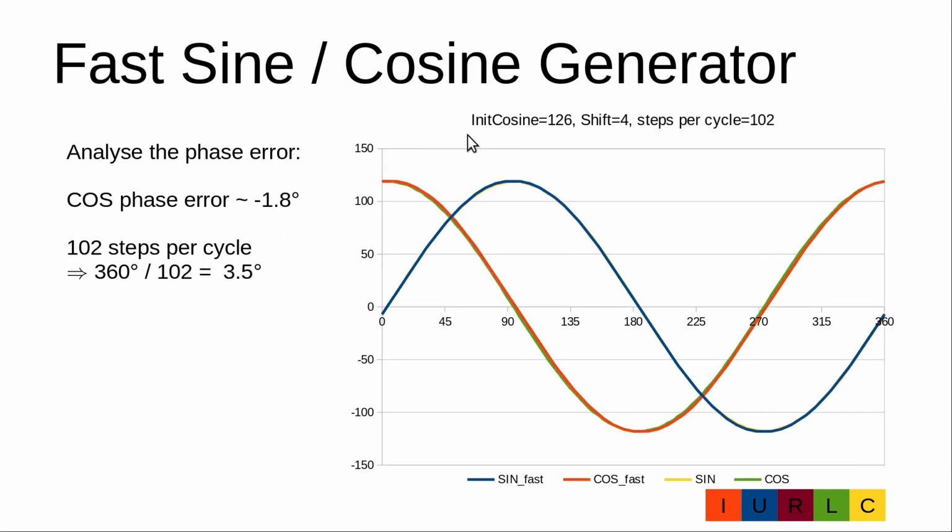And in our last example we have an init cosine of 126 and a shift of 4, which results in 102 steps per cycle. 360 degrees divided by 102 is 3.5 degrees, and we have a phase shift error of minus 1.8 degrees, which is also roughly half of the step width.